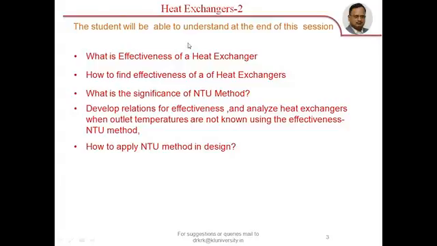At the end of this session the student will be able to understand what is effectiveness of a heat exchanger and how to find it, and what is the significance of the number of transfer units method in the design of heat exchangers, and how to develop a relationship for effectiveness, number of transfer units, and the heat capacity ratio, and how to analyze heat exchangers when outlet temperatures of both the fluids are not known using this effectiveness and NTU method, and how to apply the NTU method in the design of heat exchangers.